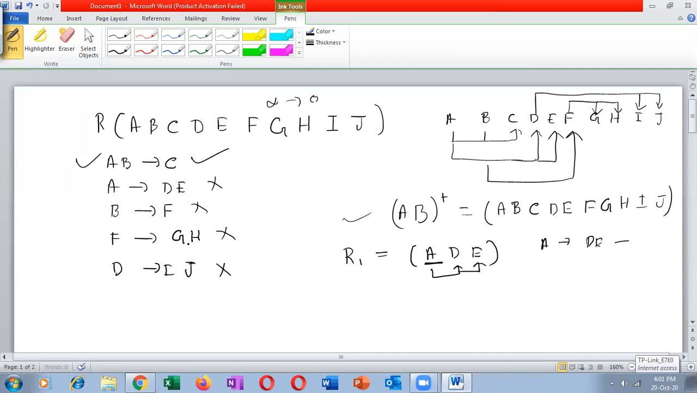Next, which is causing a problem? B to F. So make a table with B to F and make B the key. See, B wants to become a leader, so make him a leader. Okay, BF. So it is also in third normal form. Now next, which is causing a problem? F to GH. Okay, so F to GH.